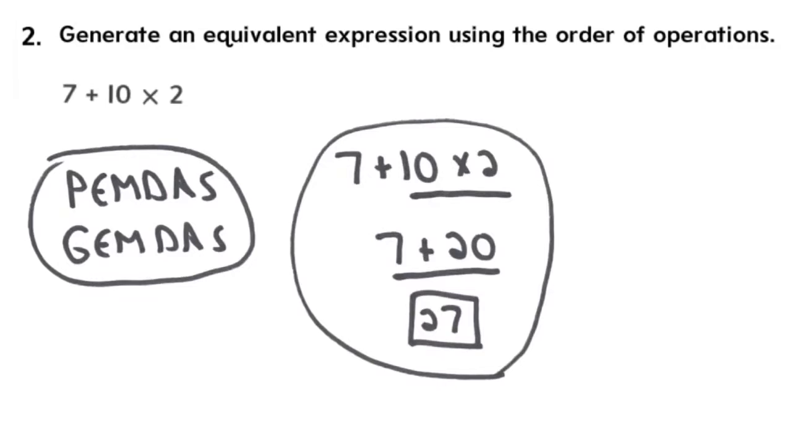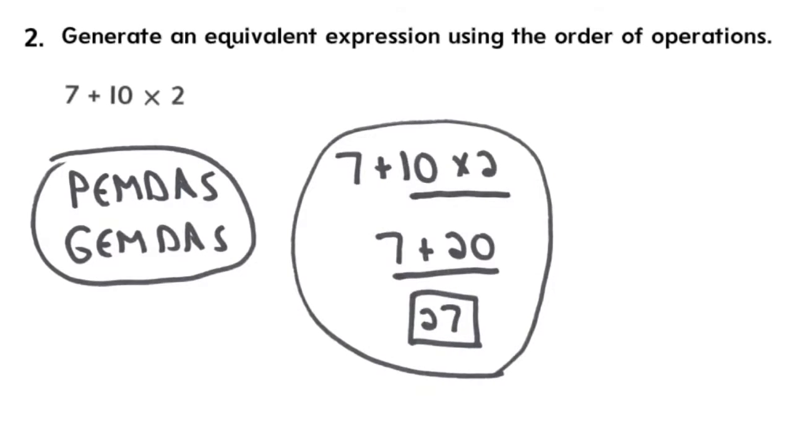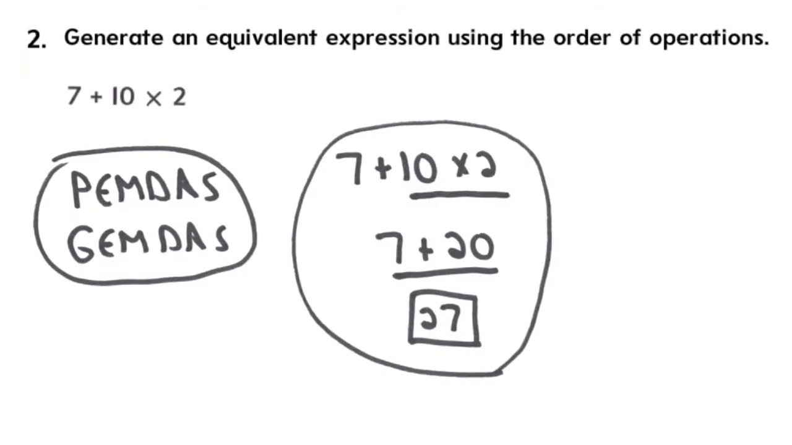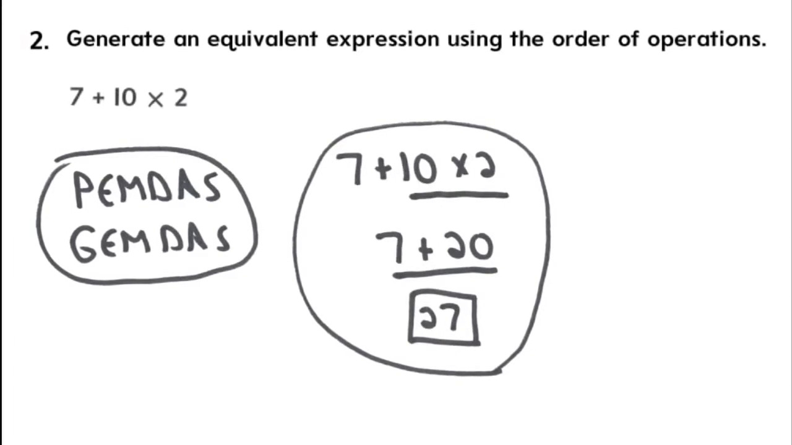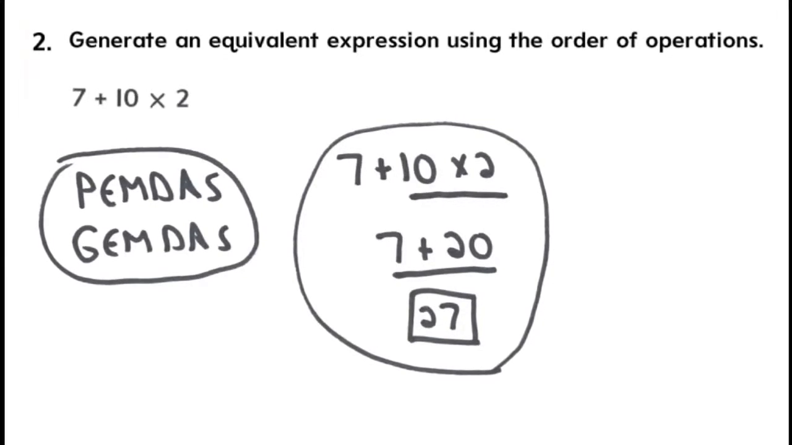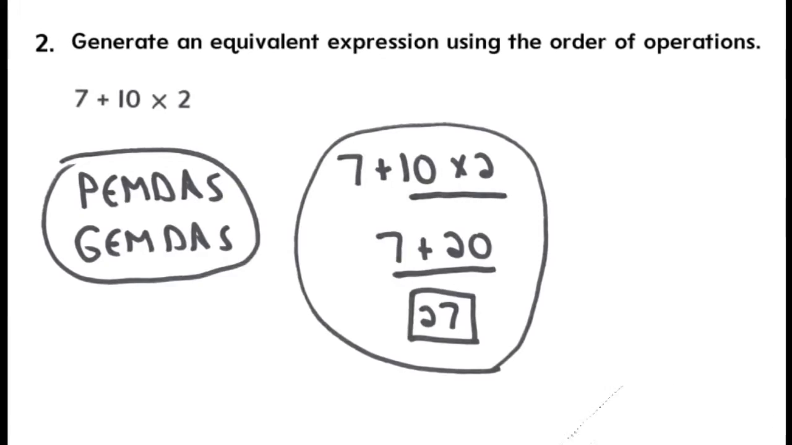10 times 2 is 20, so we rewrite our problem. Do we have division in our new problem? How about addition? Yes. So you would add those two, and all you have left is 27.